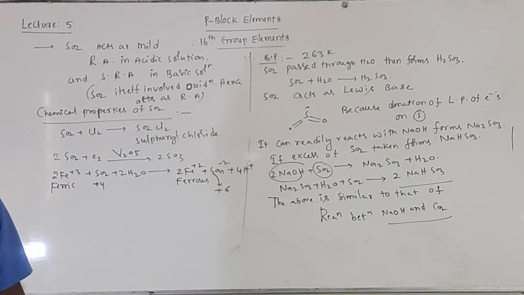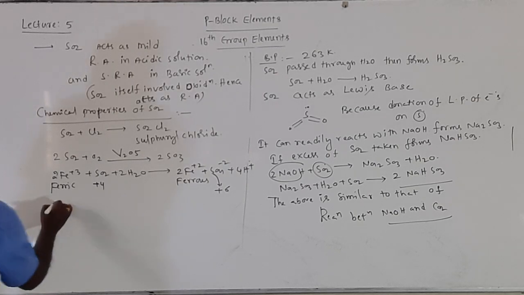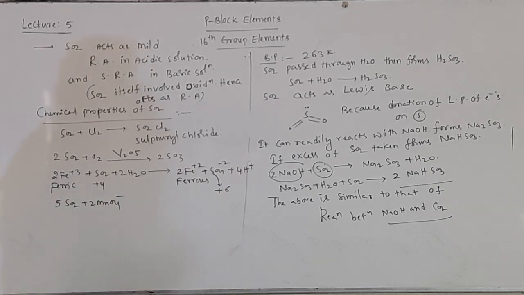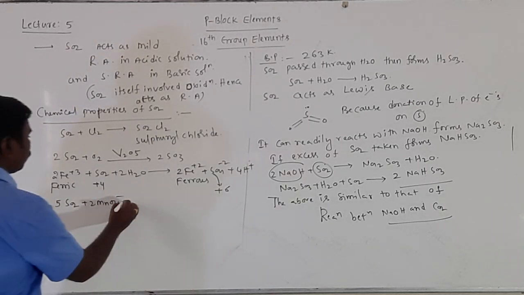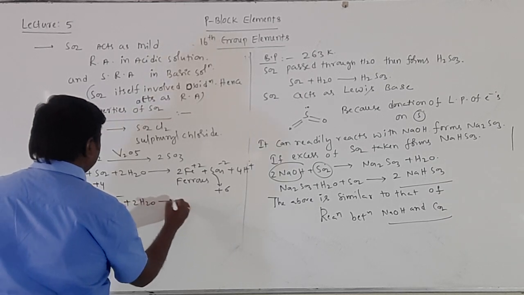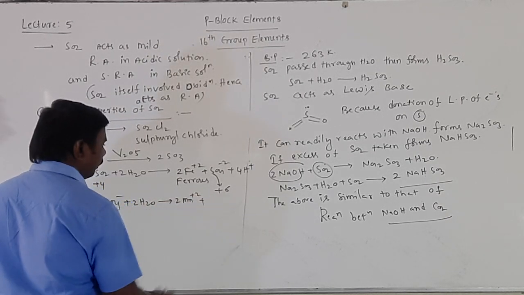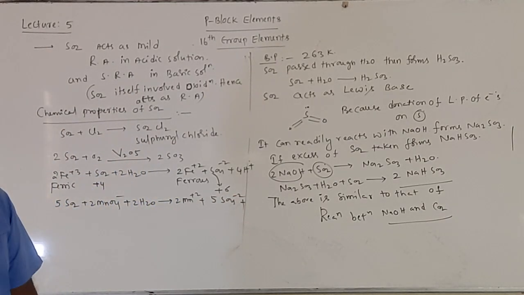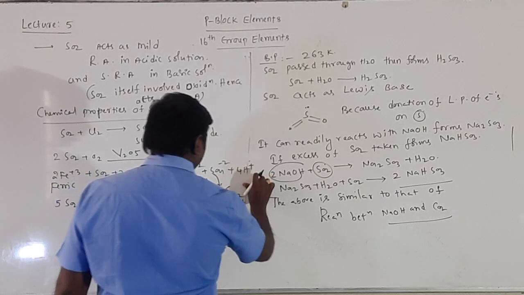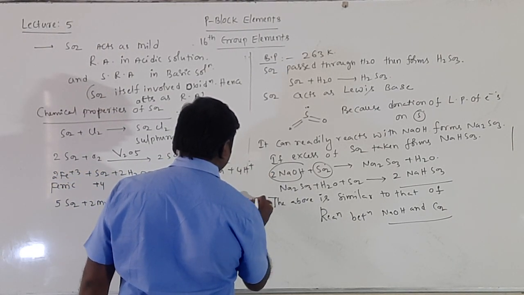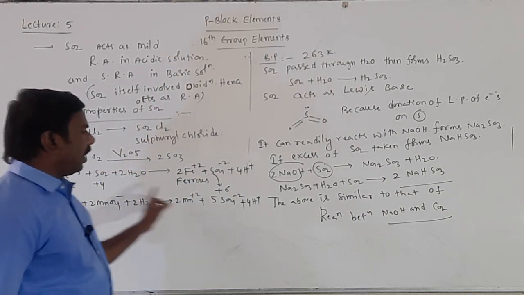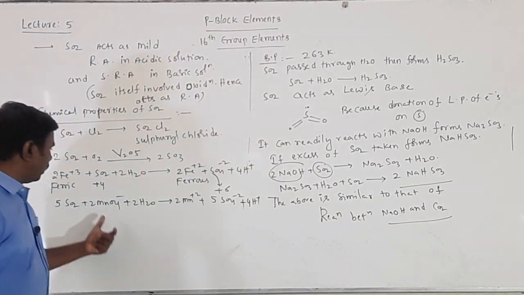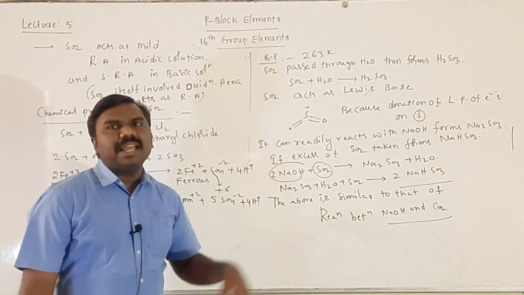Next. 5SO2 plus 2MnO4 minus, permanganate ion, plus 2H2O, then gives rise to 2Mn2+ plus 5 moles of sulfate ion plus 4 moles of H+ ions. So sulfur dioxide is converted into sulfate, oxidized itself, acting as a reducing agent. It reduces permanganate ion to manganese ion.